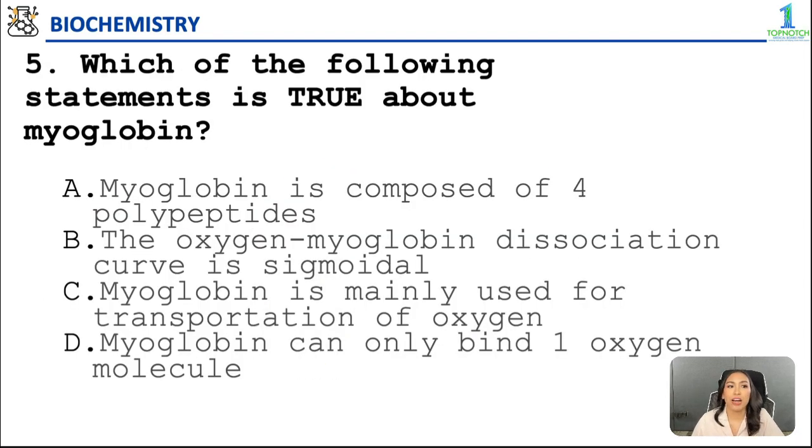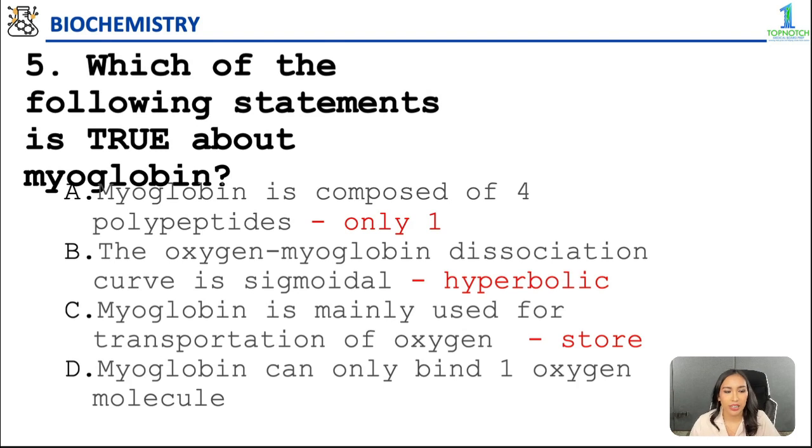Okay, let's go to number 5. Which of the following statements is true about myoglobin? Okay, so let's look at the choices. A, myoglobin is composed of 4 polypeptides. That's false. It only has 1. Ano yung may 4? That's hemoglobin.